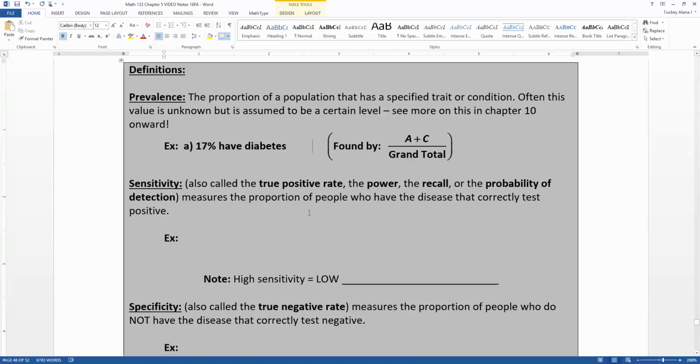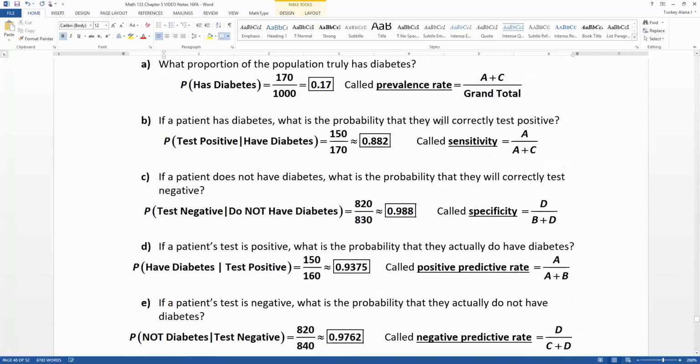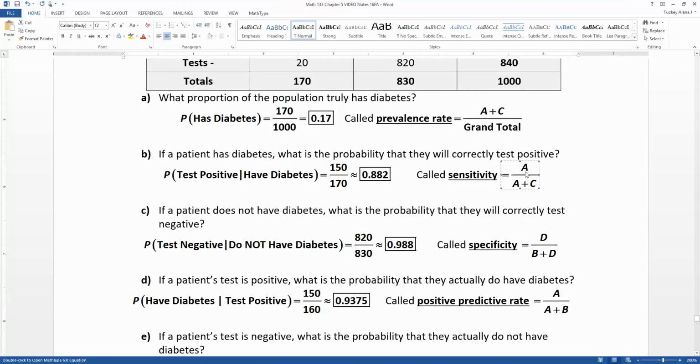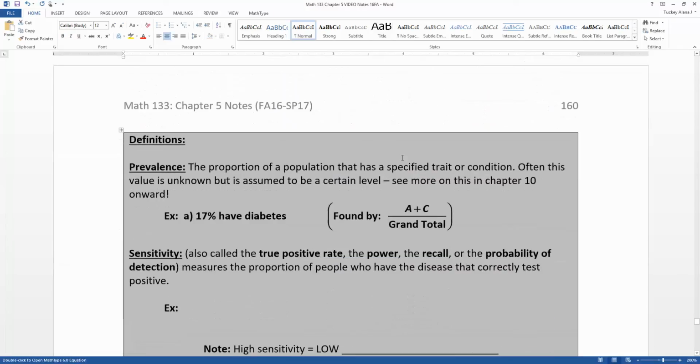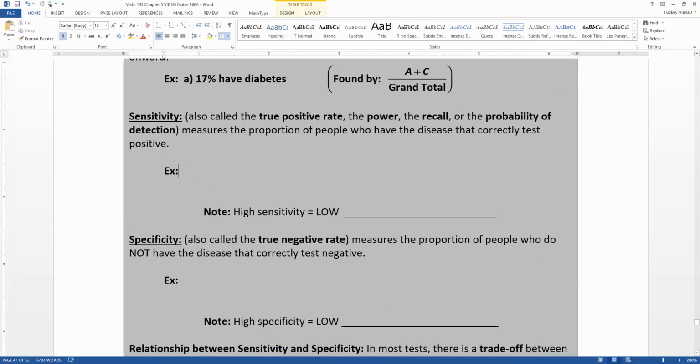So in our example, that was letter B. It's kind of like I organized it that way, right? So letter B is the sensitivity. It was 0.882, 88.2%. And we found it by taking A and dividing it by A plus B, or excuse me, A plus C.